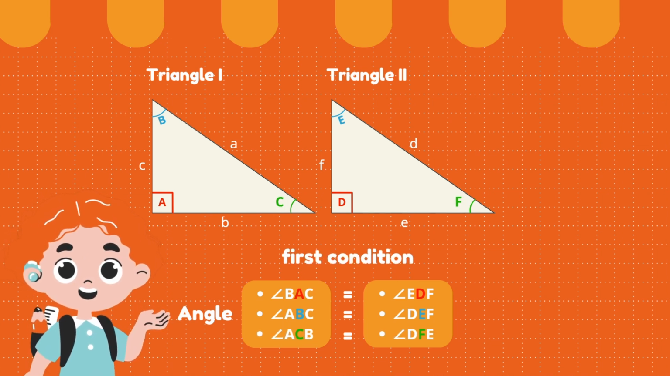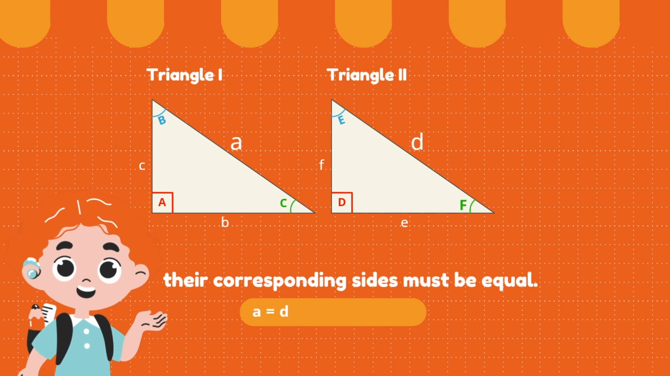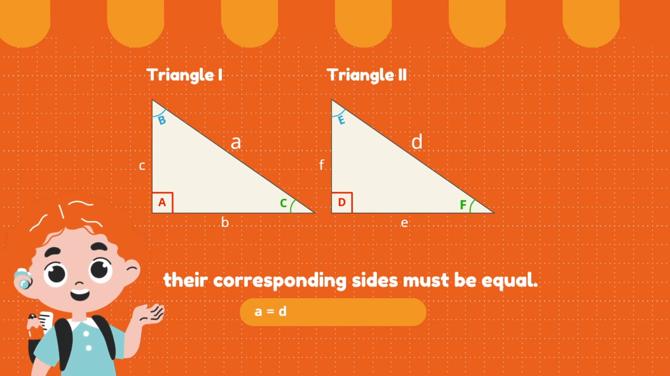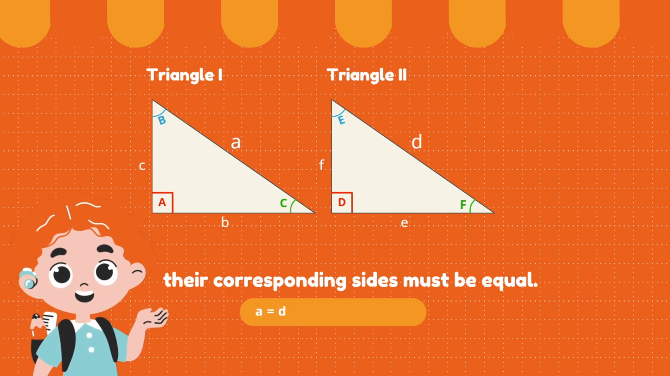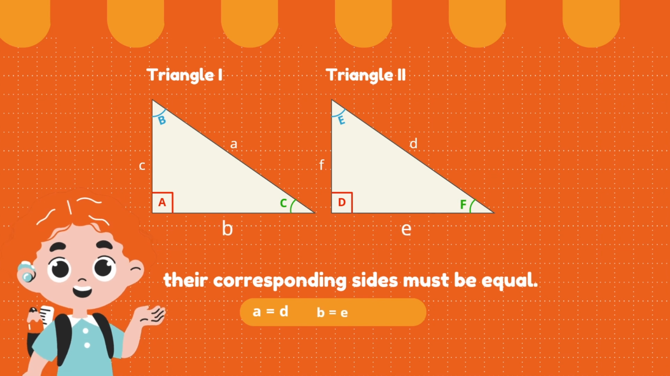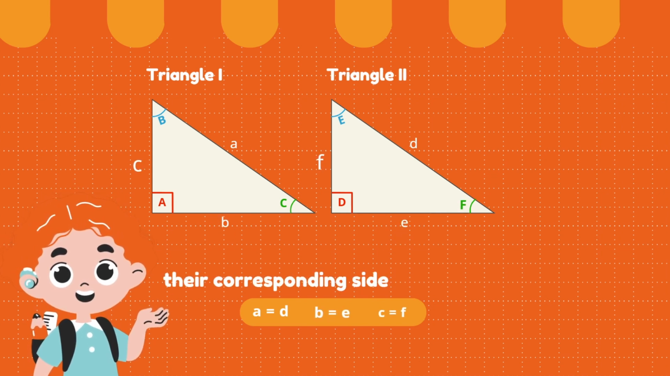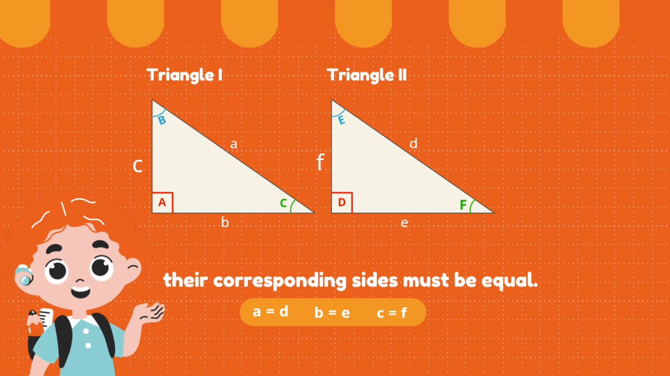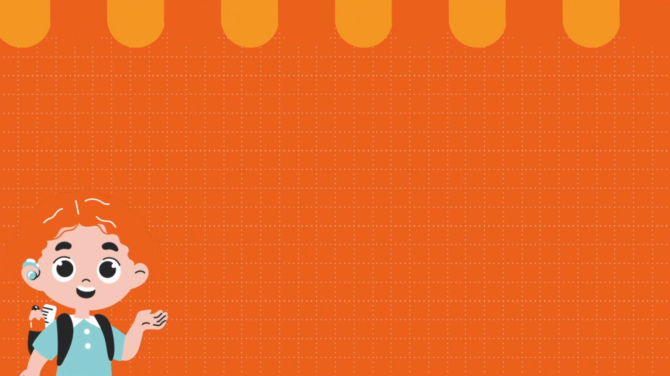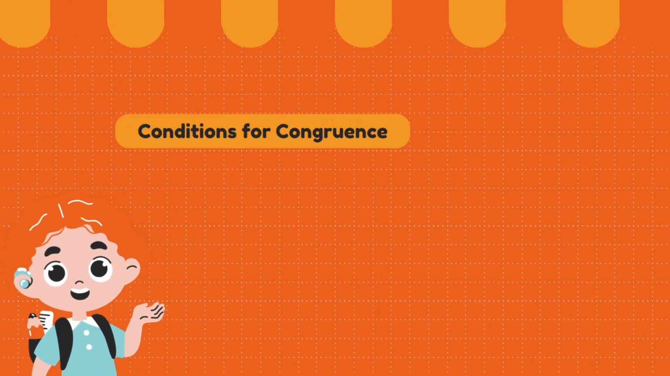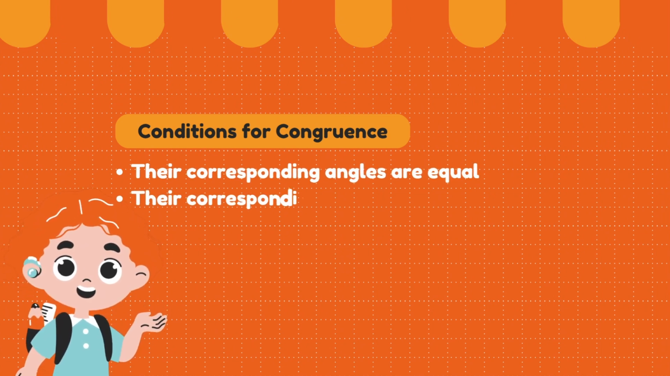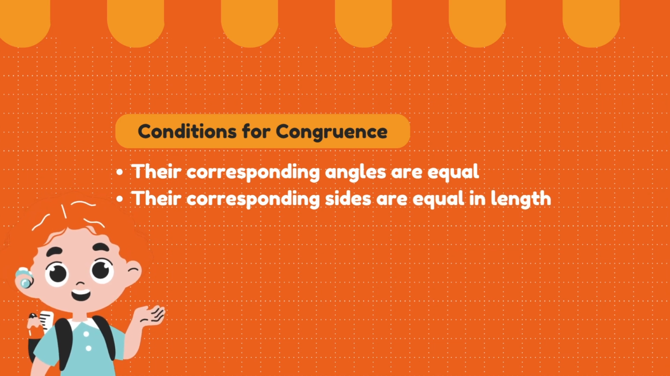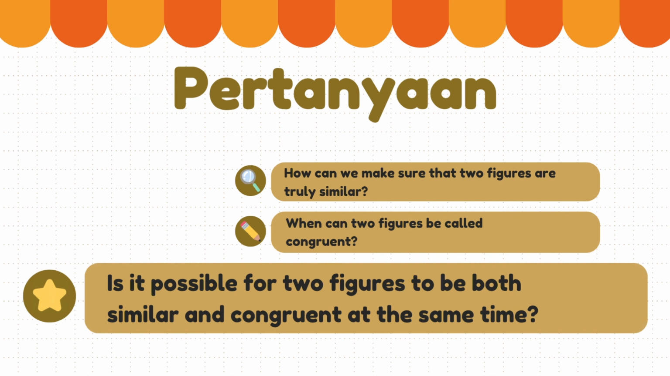And the second condition is that their corresponding sides must have exactly the same length. This means that side A equals side D, side B equals side E, and side C equals side F. And therefore, two figures are congruent if, first, their corresponding angles are equal, and second, their corresponding sides have exactly the same length. And finally, let's answer the last question.